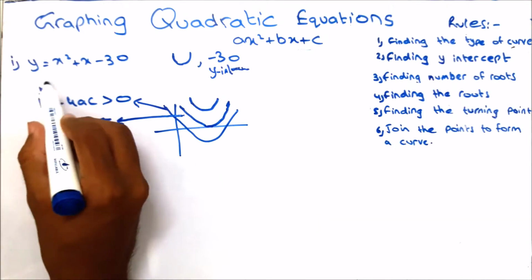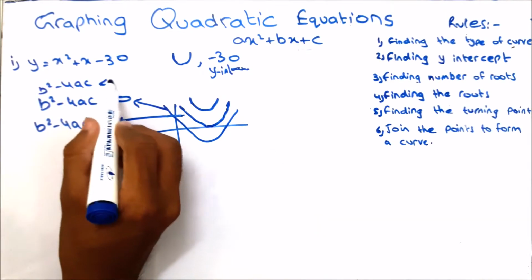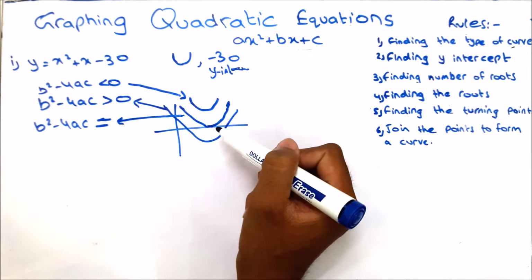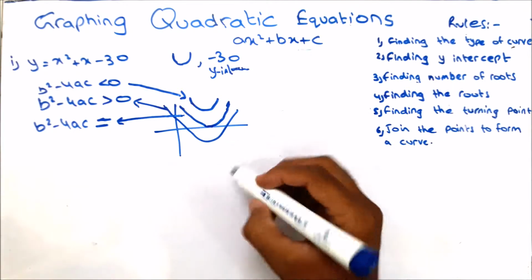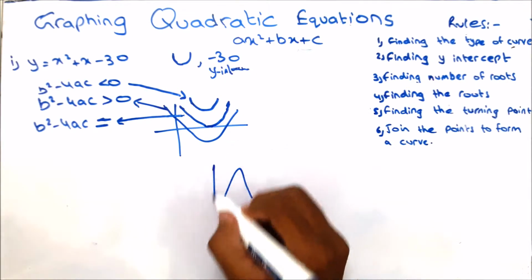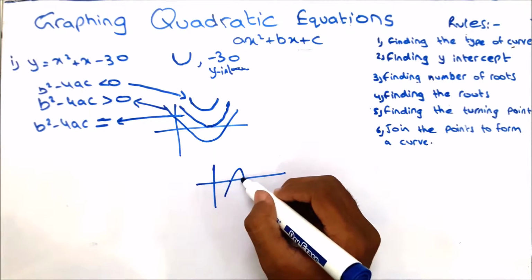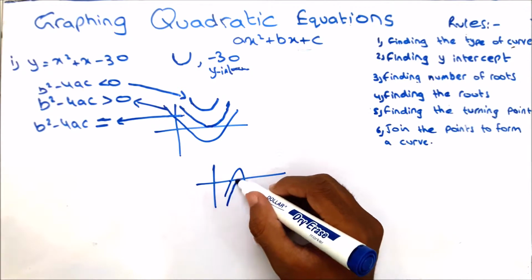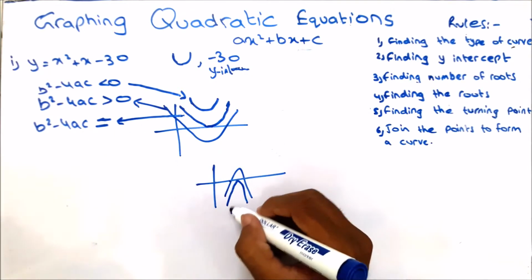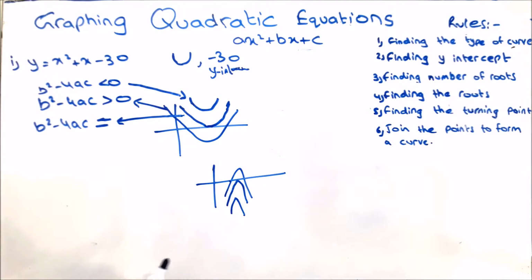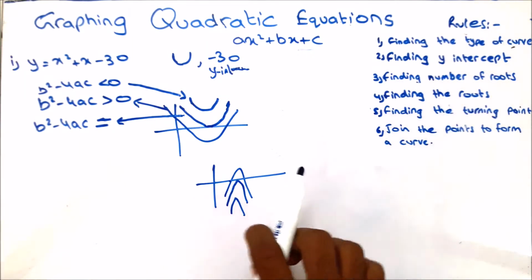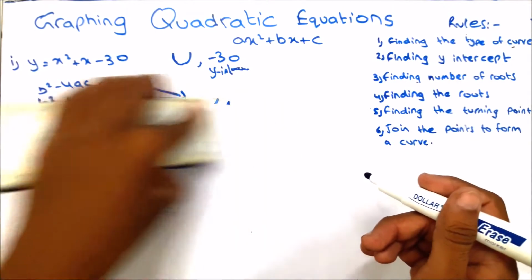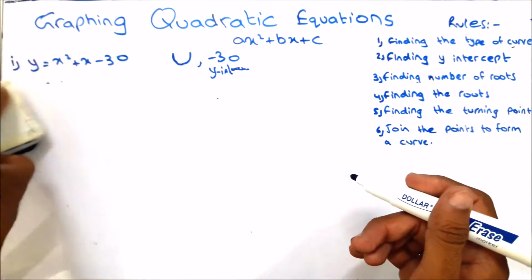What if our b squared minus 4ac is less than 0? Our curve will be like this. It won't touch the x-axis anywhere. Same goes for graphs like this. If they intersect the x-axis at 2 points, b squared minus 4ac is greater than 0. If it intersects at 1 point, it's equal to 0, or if it does not intersect, it's less than 0. So that's our third rule. It will tell us how many roots our graph has. We need to know it while graphing our quadratic equation.